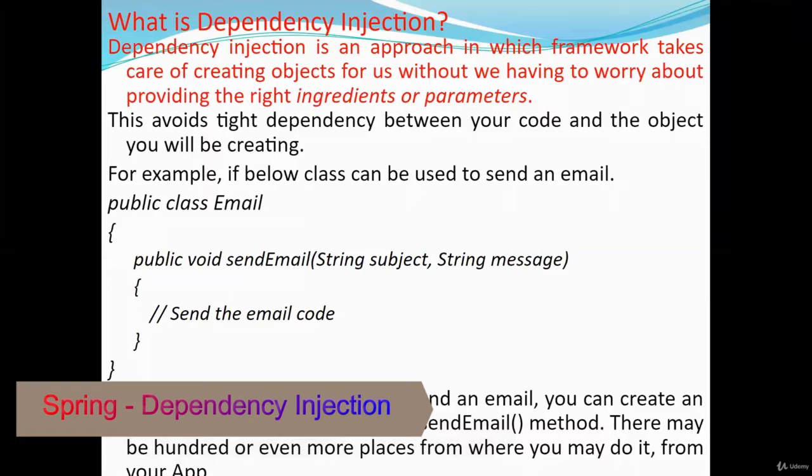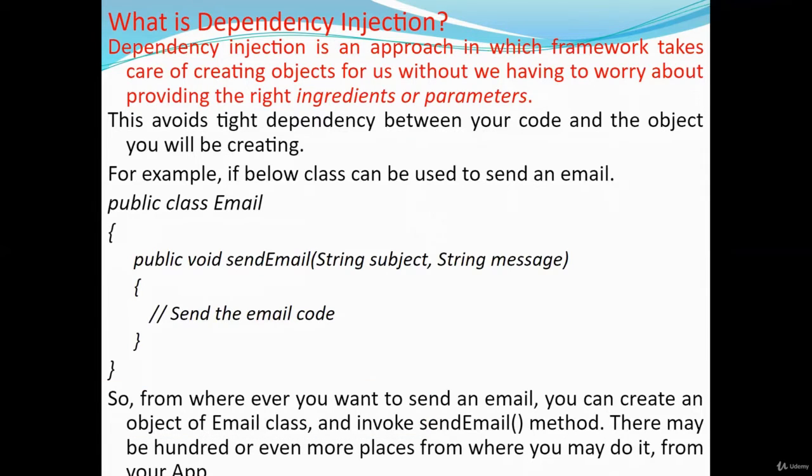Next, let us discuss dependency injection. As already known, one of the core features of the Spring Framework is dependency injection. So what is dependency injection? Dependency injection is an approach in which the framework takes care of creating the object for us, without us having to worry about providing the right ingredients or parameters to create the dependent object.